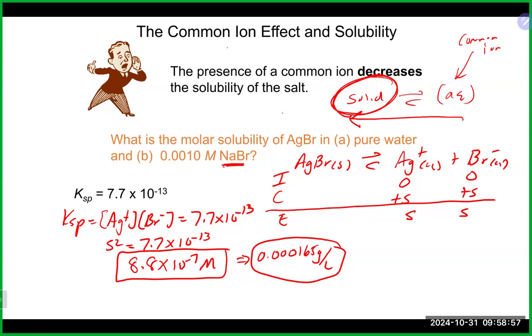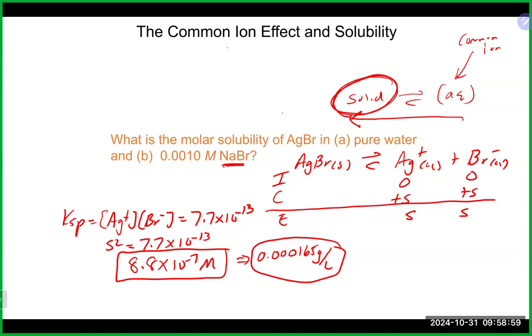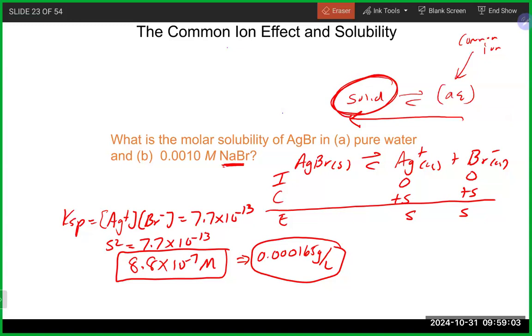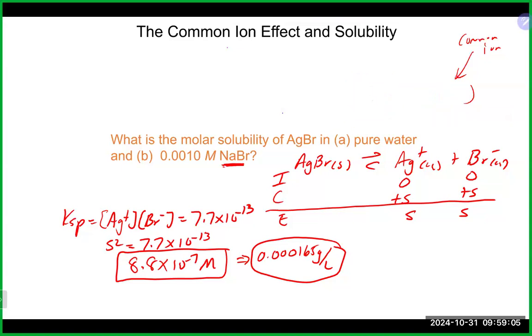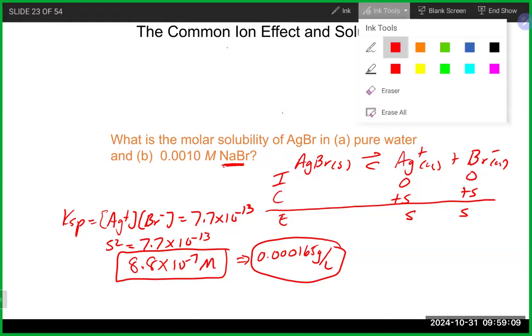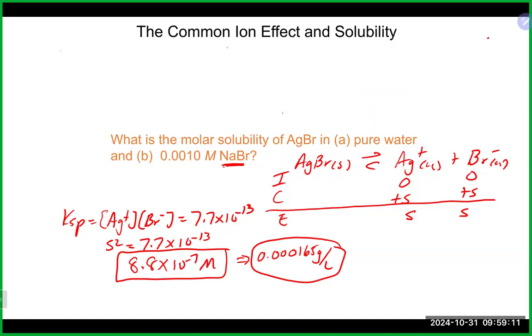And the sodium bromide here is going to be our common ion. So what's going to happen when we put in the sodium bromide, because that is a salt, it will break apart. Obviously we'll get some sodium ions floating around and some bromide ions. And it is that bromide ion that is our common ion.